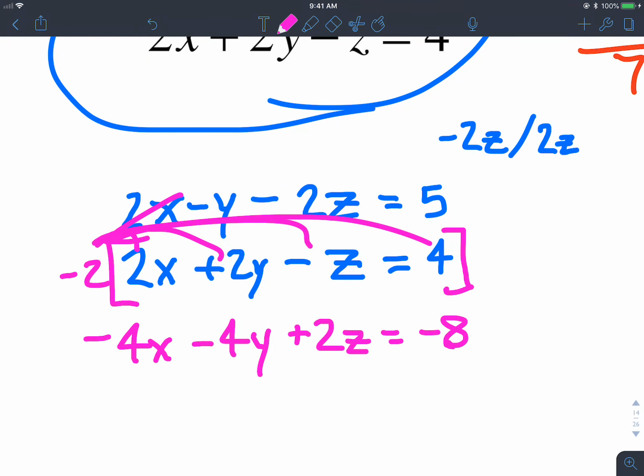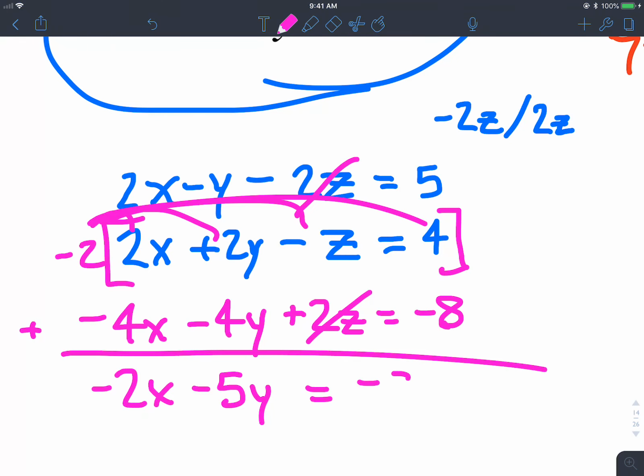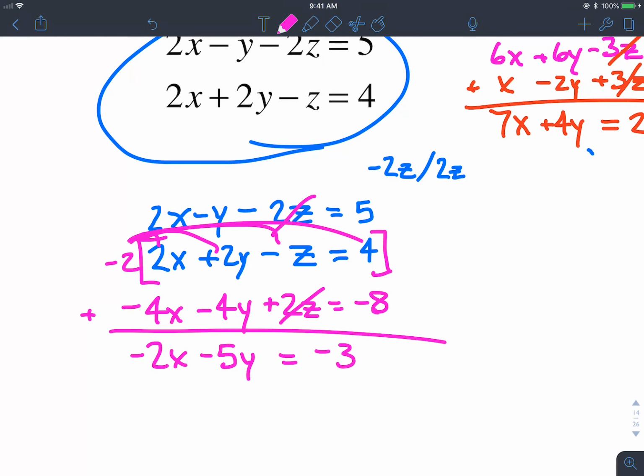Okay, so your x's don't necessarily cancel. Let's see here. That'd be negative 2x when you combine this. Your y's, you'll get negative 5y when you combine. The z's should cancel out. And then 5 and negative 8, that should be negative 3 when you combine them.